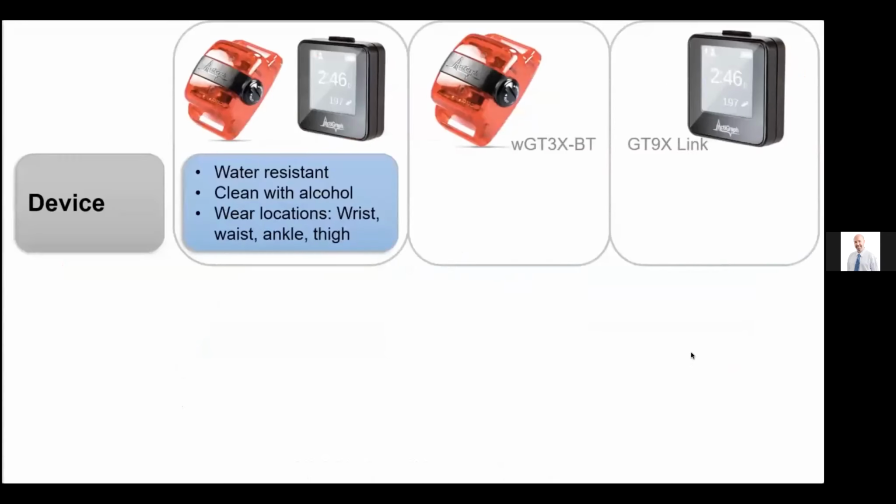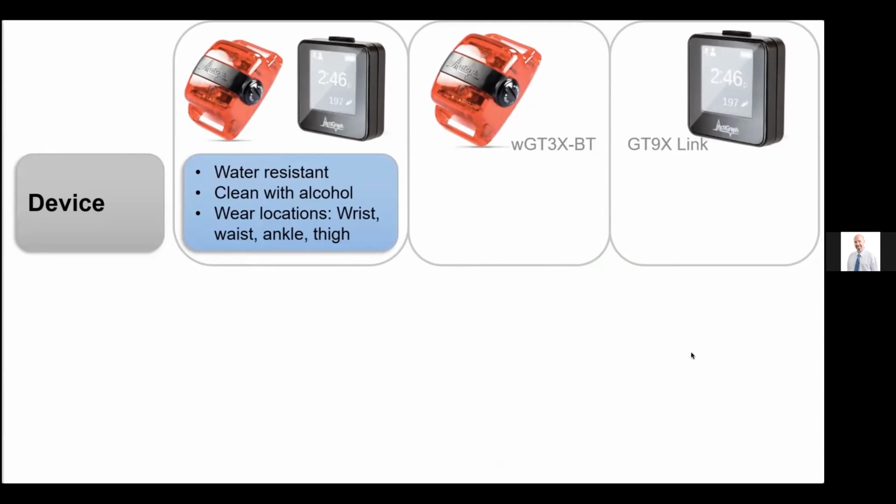I'm now going to go through a number of different categories and break down the features that are common to both devices first, and then the features that are unique to the WGT3X and Link devices afterwards. First, both devices are water resistant and can tolerate being submerged in water for up to 30 minutes. They can also be easily cleaned with alcohol wipes, which makes them pretty robust for data collection with participants.